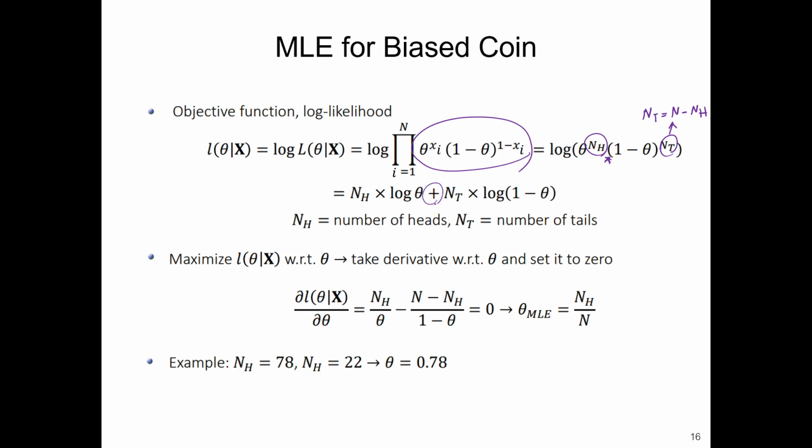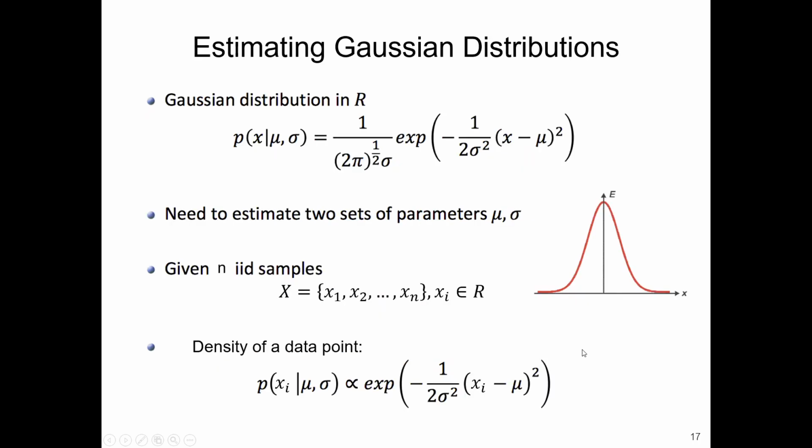Log A plus log B. I have one parameter, theta. Take the derivative with respect to theta. By the way, I'm using lowercase l, which represents log likelihood. Okay, so theta becomes number of heads divided by total number. So we had this example.